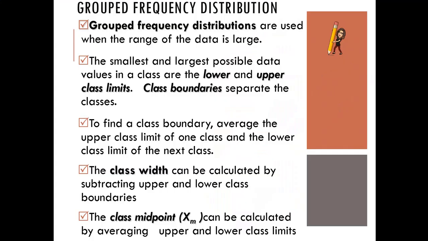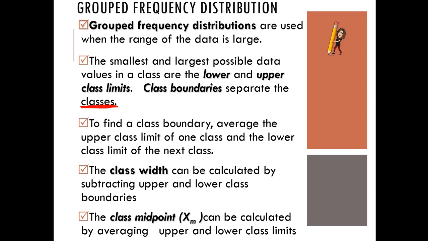Okay, so again, a grouped frequency distribution is just a table that is used when we have quantitative data, and it's used when our range of data is very large. The smallest and largest possible data values in our classes are going to be the lower and upper class limits that are going to create our class boundaries, and those class boundaries will end up separating our classes, which is also kind of like our categories when we did frequency distributions with qualitative data.